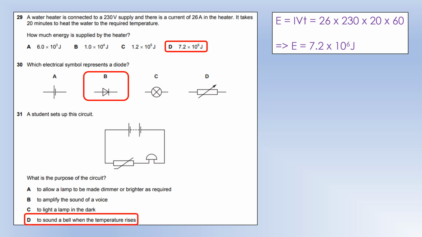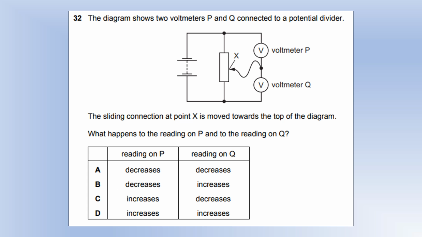That makes sense. The diagram shows two voltmeters P and Q connected to a potential divider. The sliding connection at point X is moved towards the top of the diagram. What happens to the reading on P and the reading on Q? So when you slide it upwards, the resistance below X increases and the resistance above X decreases. If the resistance below X increases, the potential difference across it must increase. So Q has to go up and P must go down, because remember the two voltmeters added together must equal the EMF of the battery.